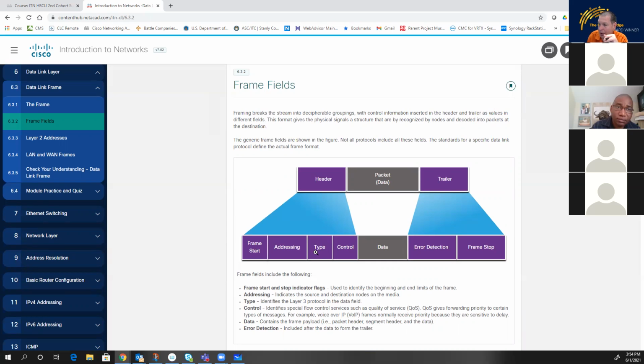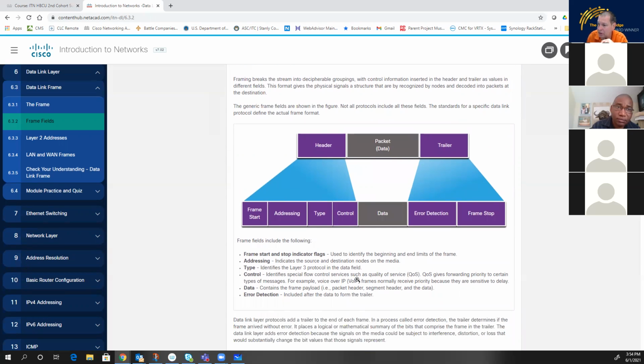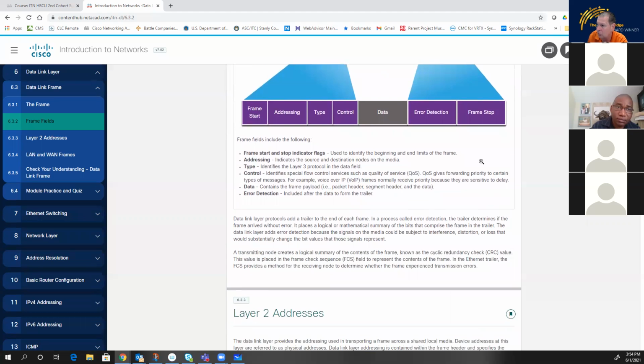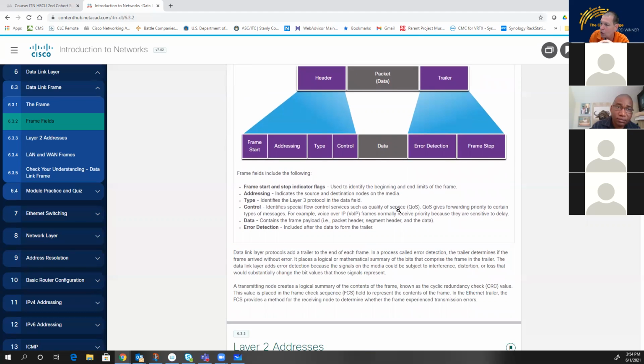Type, which shows you what layer 3 protocol is in use. By the way, this type field works with LLC to tell it where to pass it up above you. Control, which is if you have differentiated services control points or quality of service items, they're all in there. This data is part of all the other information, which is layer 3 through 7 above it. And then you've got your error detection, which is your CRC, or cyclical redundancy check, or frame check sequence. You see it listed as both. And then there's a frame stop sequence at the end, which is a series of ones and zeros that says the frame is over.